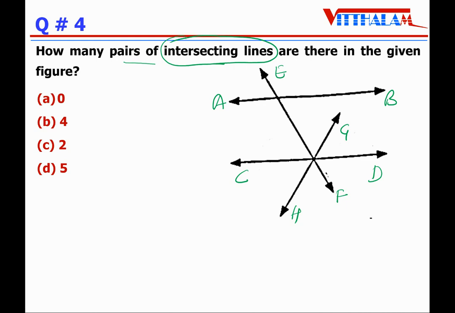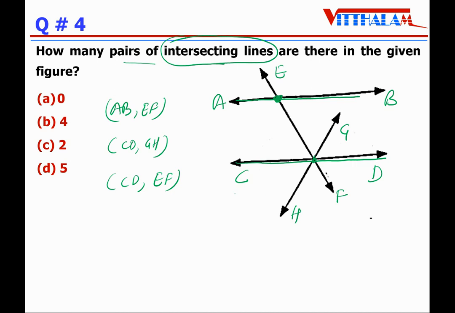Then if you see the pairs of intersecting lines, AB intersects with EF. So that is one pair, AB and EF at this point. Next, CD intersects with GH. So that's the second pair, CD and GH, at this point. Same way, CD intersects with EF. So that's the third pair, CD with EF. At the same time, EF intersects with GH also. So EF and GH. Therefore, how many pairs? Four pairs. So the answer is B.